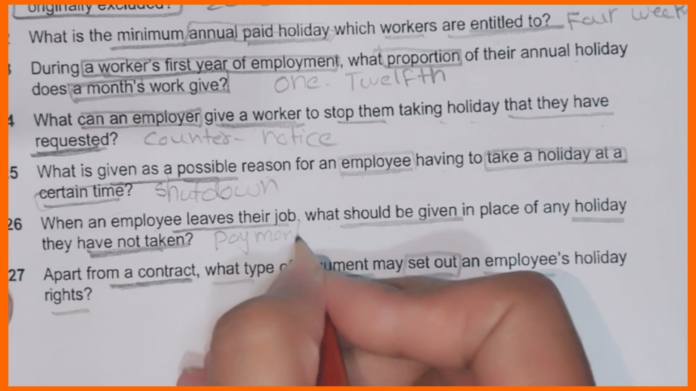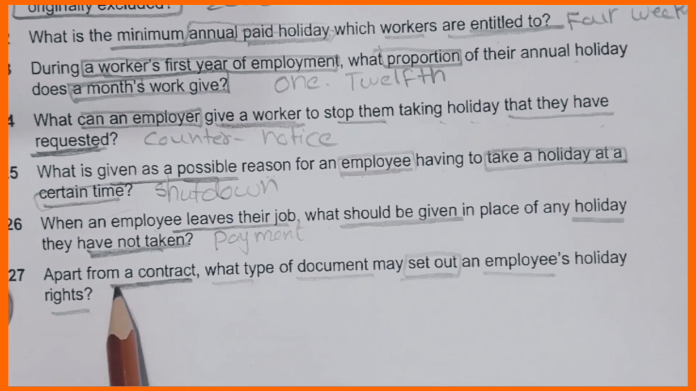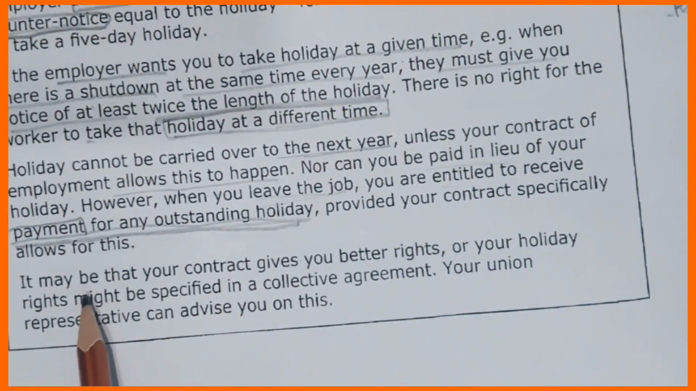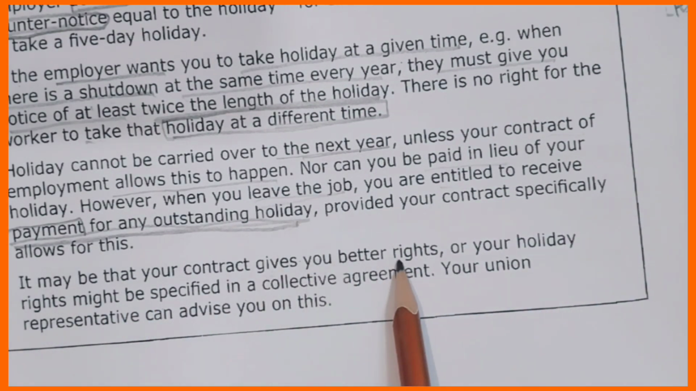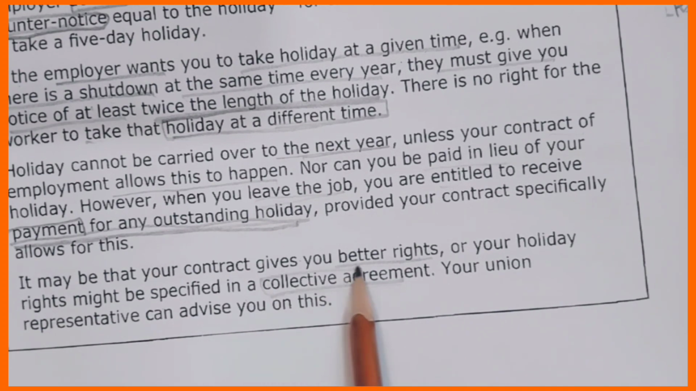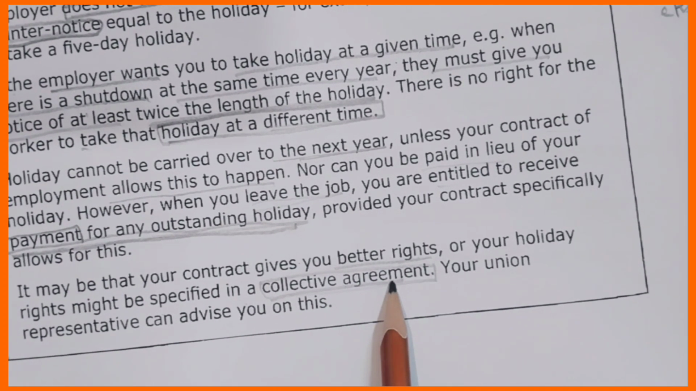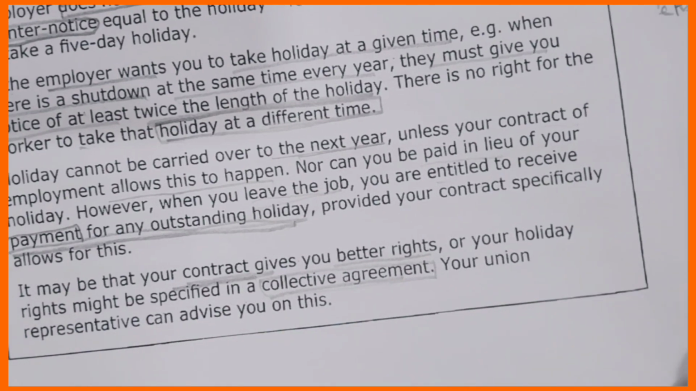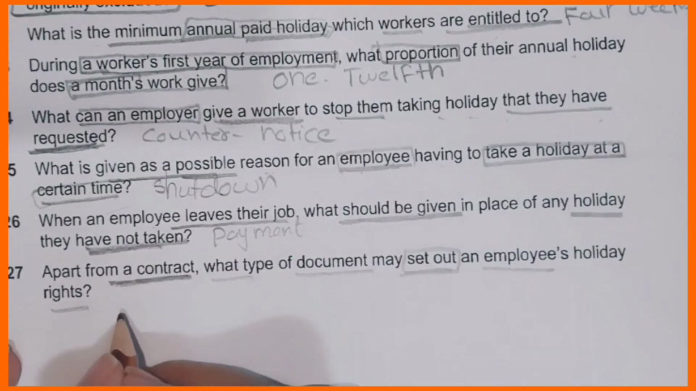Apart from a contract, what type of document may set out and imply holiday rights? It may be that your contract gives you better rights, or your holiday rights might be specified in a collective agreement. There are two types of documents that can give you the right. One is your contract with the employer, and the other one is a collective agreement. So your answer will be collective agreement.